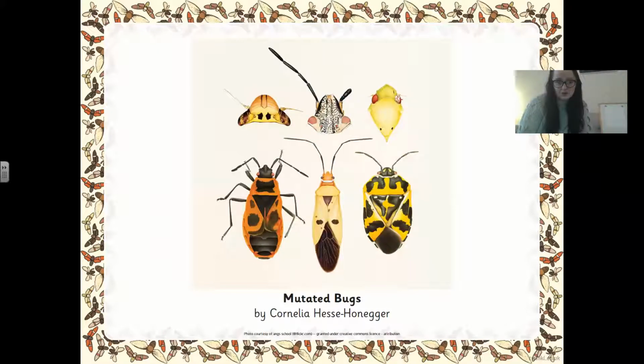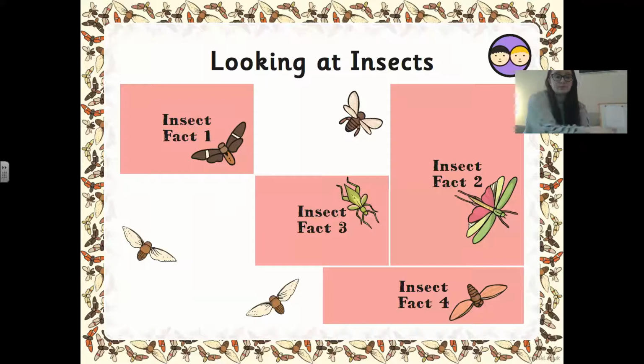Now there's these ones. The top 3 look like they are heads. So different heads of different bugs. And the name of this one is called mutated bugs, so bugs that may have changed over time. So you can really tell the difference in the different types of bugs, different colours, different width of the bugs, different lengths, different sized heads, different sized antennas as well. They're feelers.